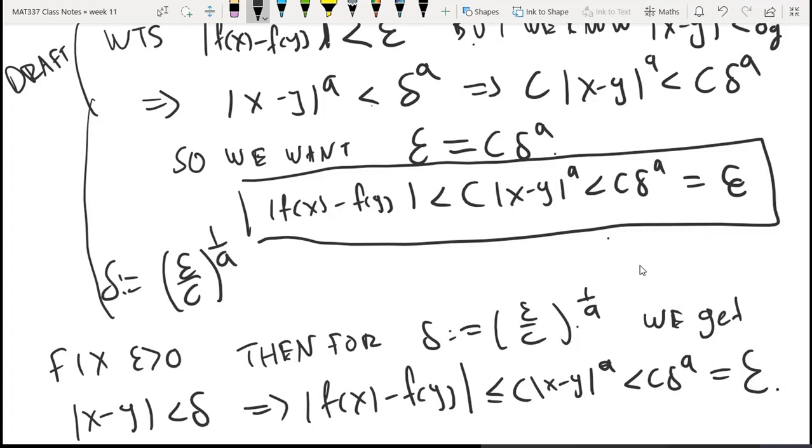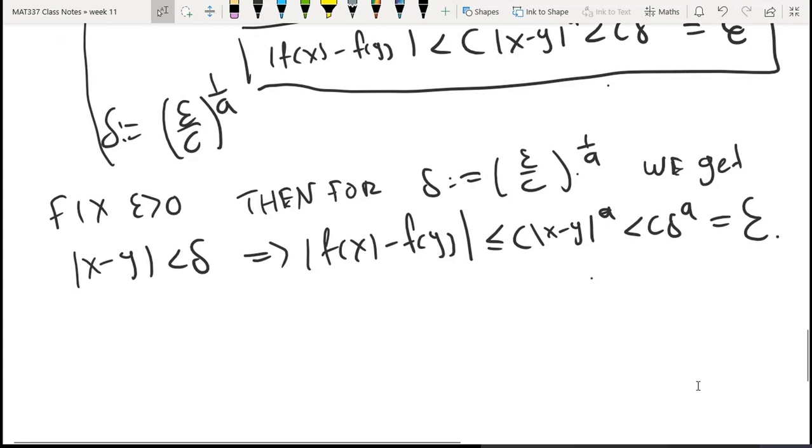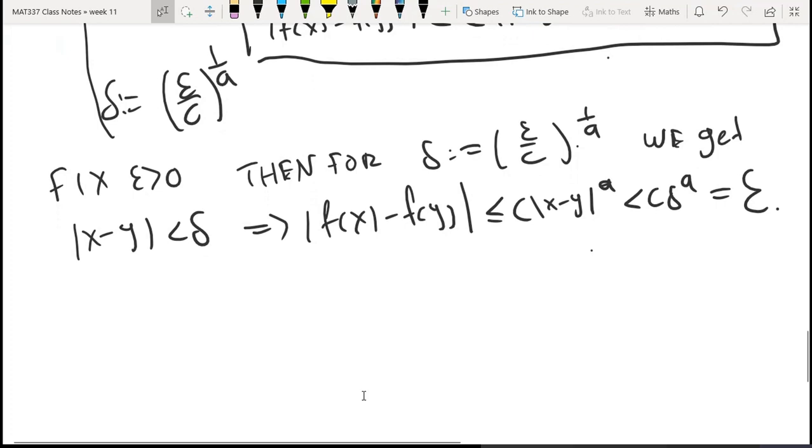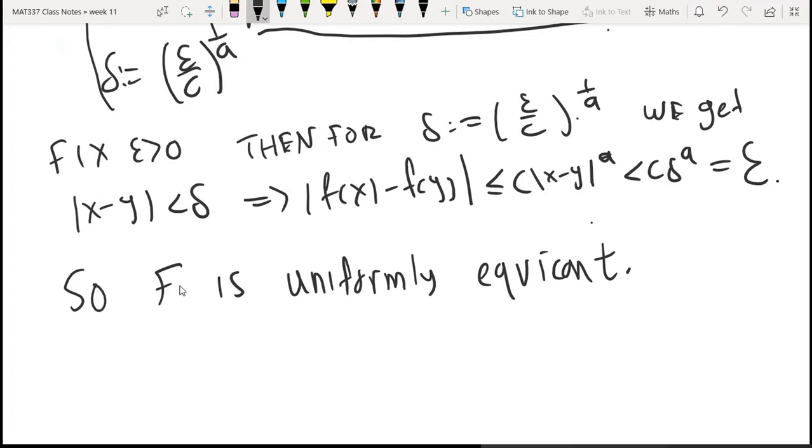Okay with everyone? Yes? No? Don't care? Care? Yeah, I still ask for round one. Is that okay with everyone? And you can just like it. Okay, so F is uniformly equicontinuous. Okay, good. I have 7 people. That's good.